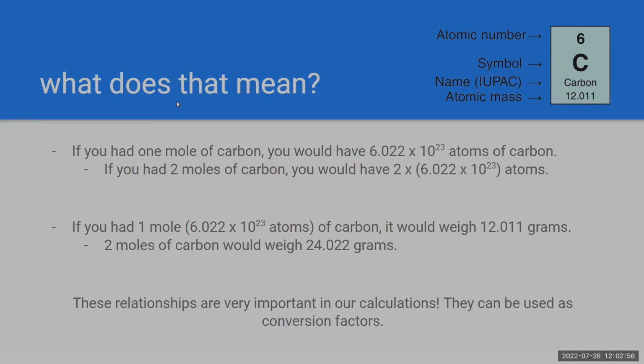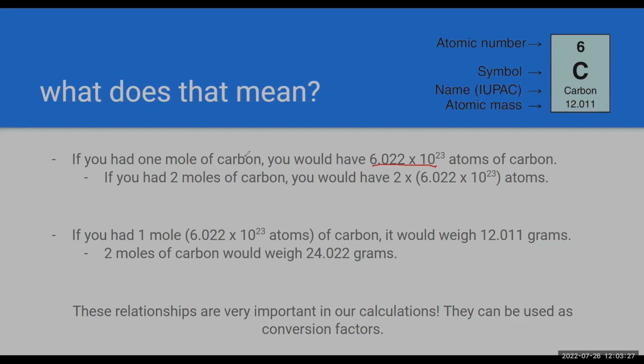And so what does that actually mean? If we were to look at 1 mole of carbon, we can see the symbol for carbon up in the top right-hand corner. You can see it has an atomic number of 6, symbol is C, its IUPAC name is carbon, and it has an atomic mass of 12.011 AMU. But let's say we had 1 mole of carbon. What that basically means is that we have 6.022 times 10 to the 23 atoms of carbon.